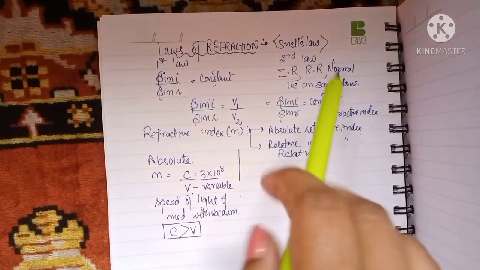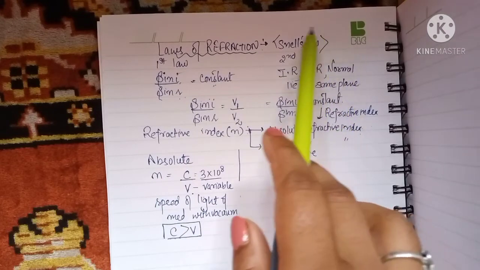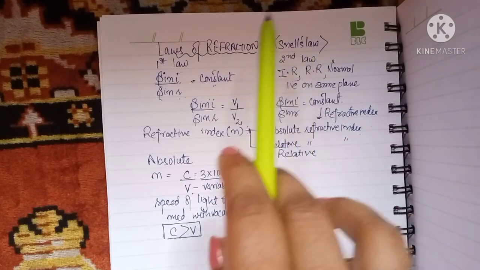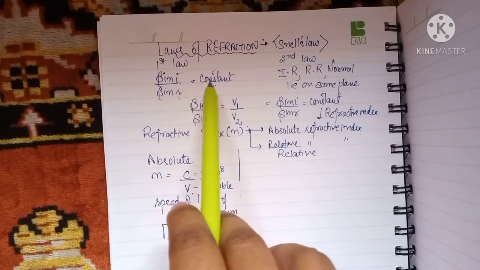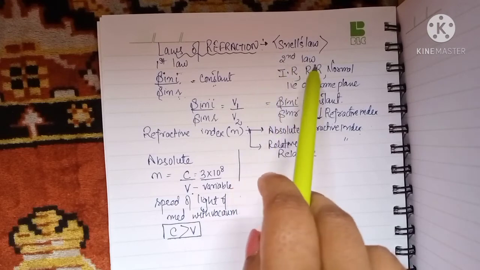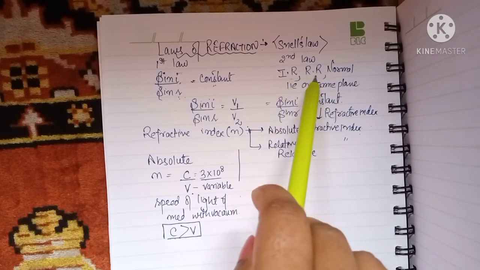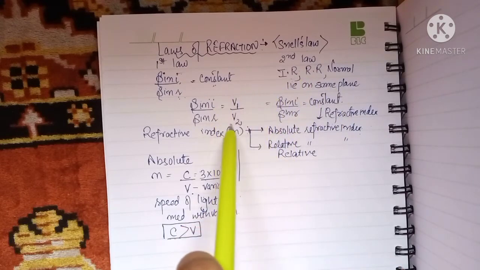Basically, the laws of refraction are of two types, the first law and the second law. Both laws are named Snell's law. The first law is sin i upon sin r, that is always going to be constant. Whereas the second law says that the incident ray, refracted ray, and normal lie on the same plane.